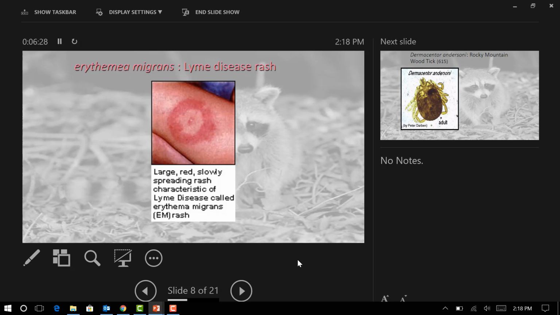Now, you don't always get this, but it's in most cases of Lyme disease. Around the site of the tick bite, you get a bullseye-shaped inflammation, and that is very characteristic of Lyme disease. Man, it doesn't always show up, but when it does, it clues you into that you're dealing with Lyme disease.